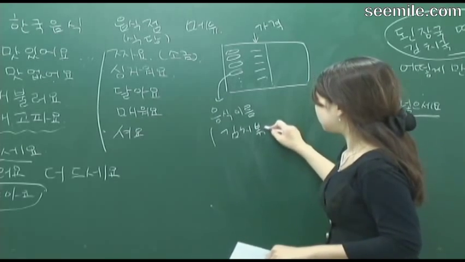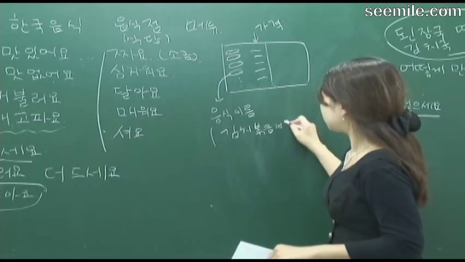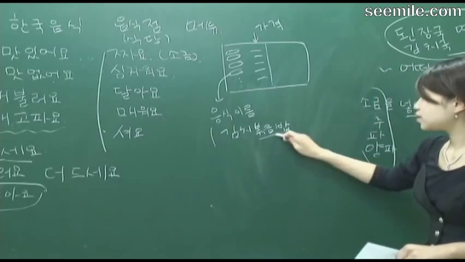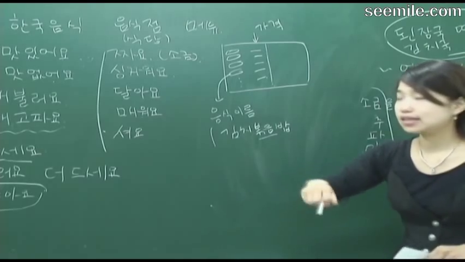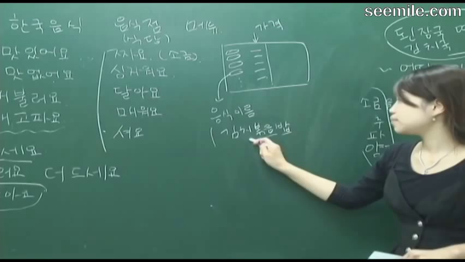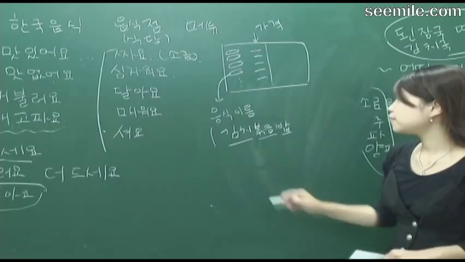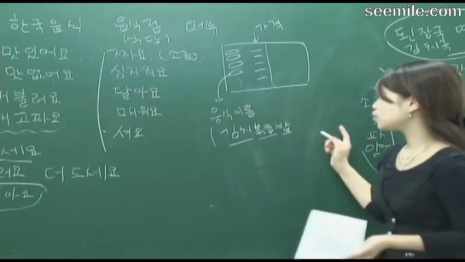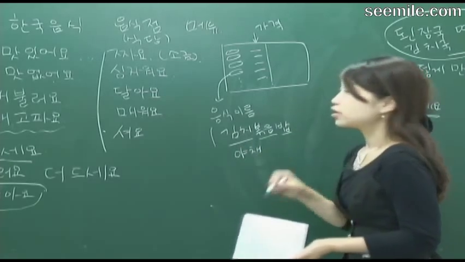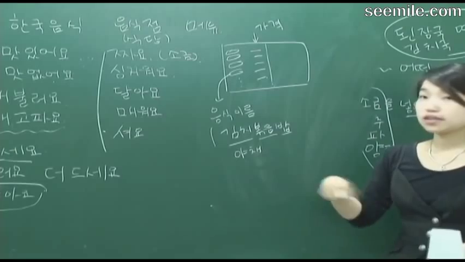볶음밥. 볶음밥 means fried rice. Okay? 볶음 is like 볶다 means fried. And 밥 is rice. So fried rice. 김치 fried rice. 그 다음에 야채. Vegetable 볶음, 야채 볶음밥. Korean people pretty like fried rice.